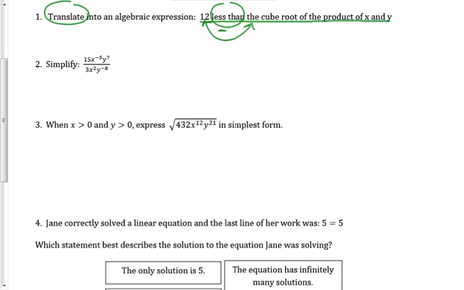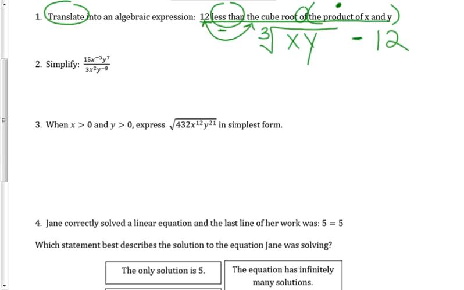So we look on the other side, we've got the cubed root. Well, the cubed root looks like this. The cubed root of, so everything that follows goes into the cubed root. The cubed root of the product. Product means multiply. Product of x and y. So x times y, or xy, underneath the cubed root. Go back to that less than. 12 less than means we're going to subtract 12, so we end up with the cubed root of x times y minus 12.